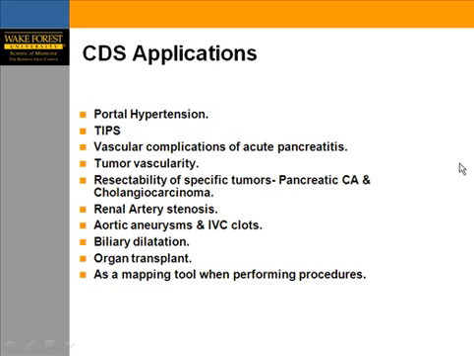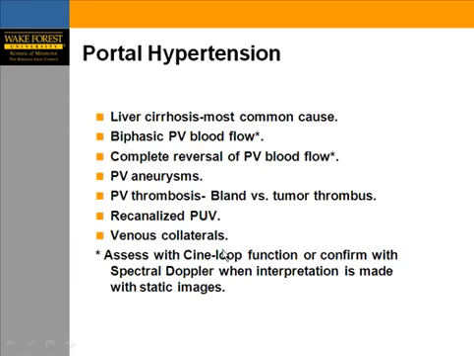Now, as you look at this slide, there are many applications where you can use color Doppler in the abdomen, ranging from portal hypertension to vascular malformations. You can even use it not for evaluating blood flow, but to help you distinguish between what is a bile duct and what is a vessel in the liver. Let's have a look at an example.